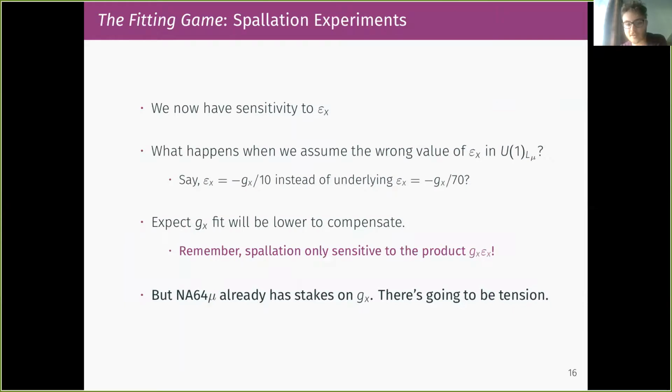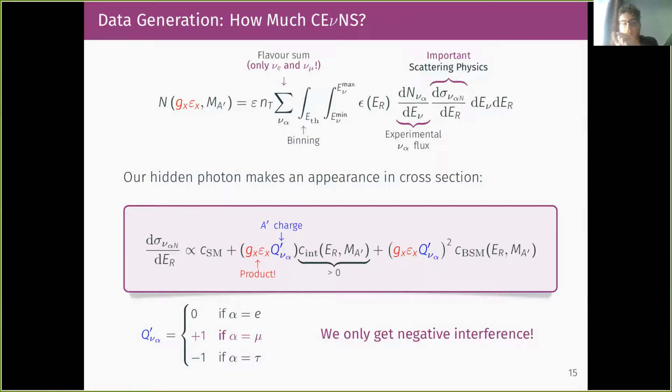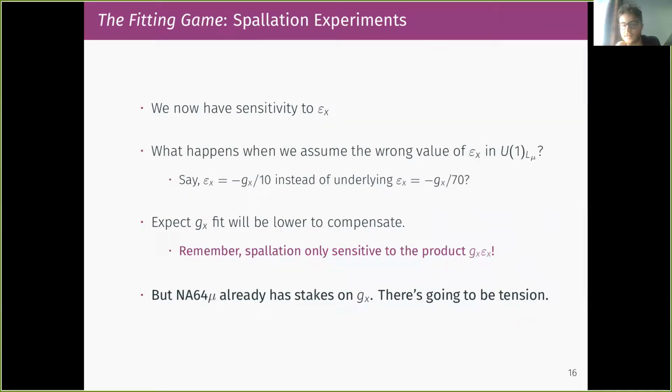And just as a summary of how the fitting game is going to work here, importantly, this cross-section is dependent on the product of the coupling and the kinetic mixing term. So we do have sensitivity to the kinetic mixing term, which Na64 mu didn't have. And for an L mu, that means that we have to assume a value for the kinetic mixing, which, if you remember, is not fixed. And say that we assume the wrong value for that kinetic mixing, say minus gx over 10 instead of minus gx over 70. Well, then when we fit, we're going to expect that the coupling will fit lower to compensate for that because of that product kind of dependence.